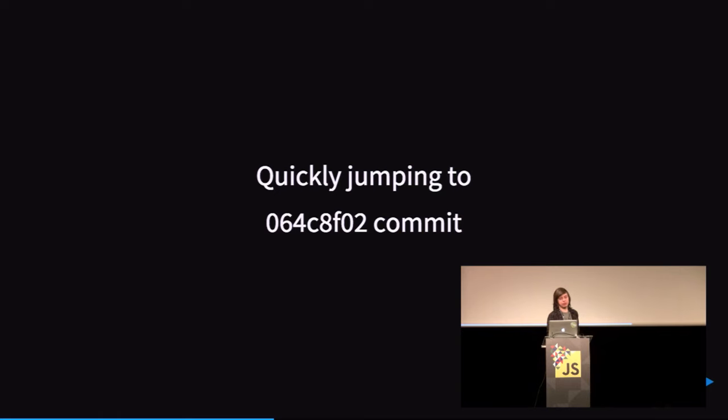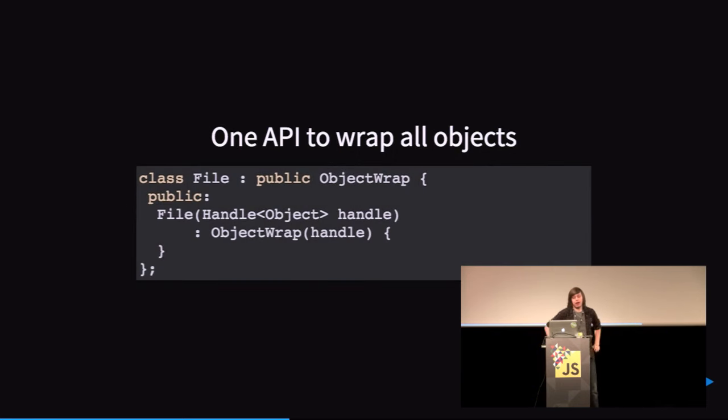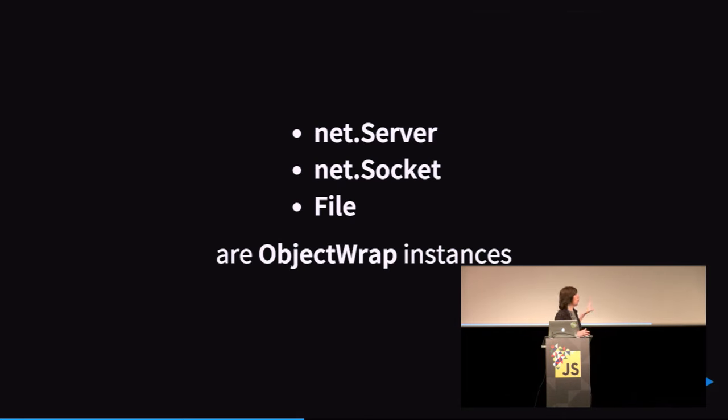Now we quickly jump to the next commit. The commit log says: use object wrap base class for file, socket, and server. Much better now. This means there is one API to wrap all the objects, and the need for this API arose because there are now net server, net socket, and file, which are all C++ classes mapped to JavaScript objects. They need to be mapped in some way, and to deduplicate the code, we created object wrap. Well, actually, they created it without me. I wasn't doing any Node.js stuff at that point, but anyway.